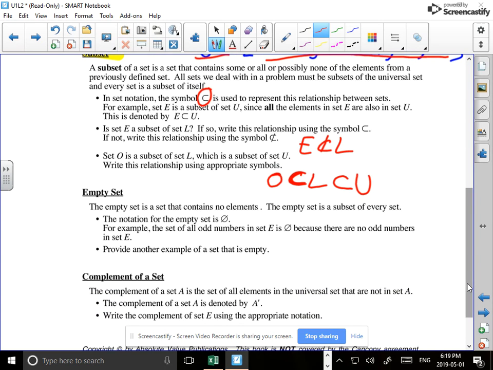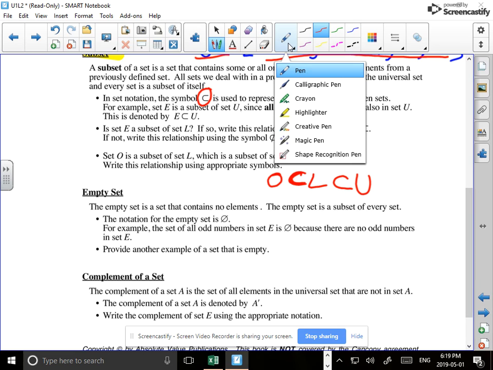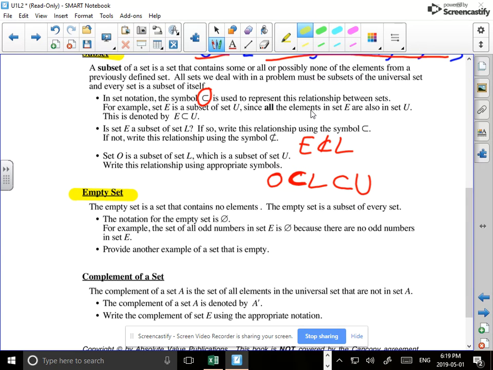And then we start talking about empty sets. An empty set is a set that contains no elements. The empty set is a subset of every set. The notation for the empty set is the empty set symbol. For example, the set of all odd numbers in set E is empty, because there are no odd numbers in set E.